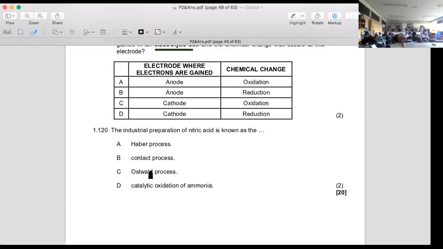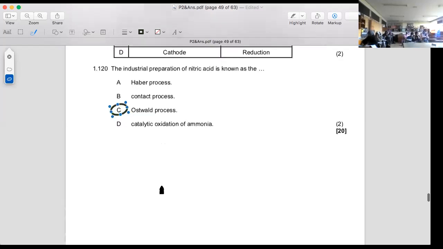Who thinks they know the answer? Who says it's Haber? Who says it's contact? Who says it's Ostwald? Yes, the Ostwald process is the making of nitric acid. The Haber process is the making of ammonia. The contact process is the making of sulfuric acid. And the catalytic oxidation of ammonia.